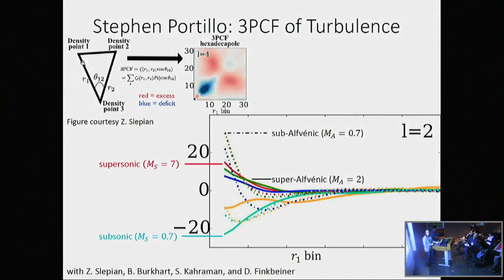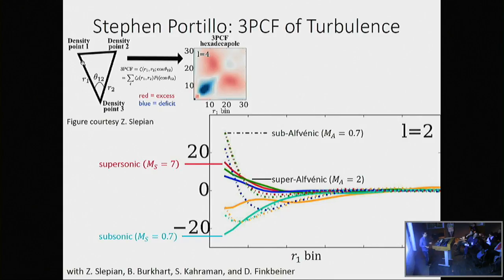All right, I'm Stefan Portillo. I'm a graduate student working with Doug Finkbeiner. And I just wanted to quickly introduce a project that we've been working on with collaborators, including Blakesley Burkhart here. And we've been thinking about measuring the 3-point correlation function of the turbulent ISM.